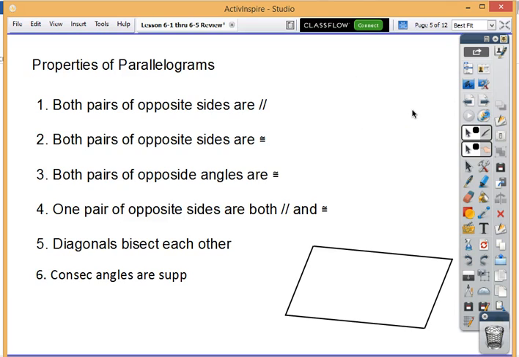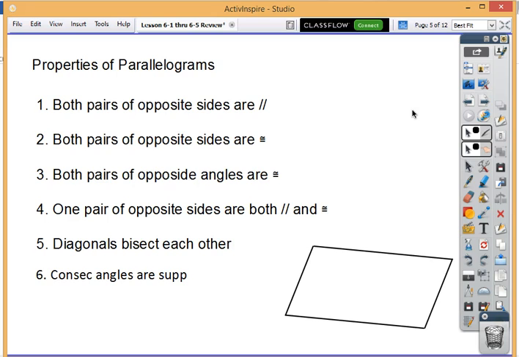All right. You might remember that we talked about 6 different properties of a parallelogram. You need to know these. So if you have forgotten these, this is a great time to review. You will see them again. Heck, it might be the bell ringer tomorrow. So the properties of parallelograms are: the definition, both pairs of opposite sides are parallel. That's what makes a parallelogram a parallelogram. That's its definition. Both pairs of opposite sides are congruent. Both pairs of opposite angles are congruent. One pair of opposite sides is both parallel and congruent. The diagonals bisect each other, and consecutive angles are supplementary.